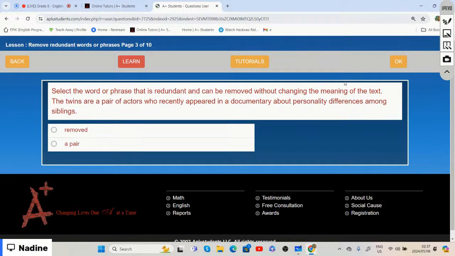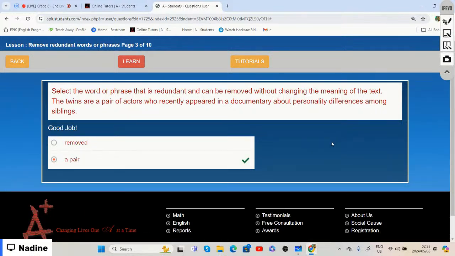All right. So we say the twins are a pair of actors who recently appeared in a documentary about personality differences among siblings. If we look at the word twins, right? Twins is two, which means that twins already comes in a pair. So we're going to say a pair, because, like I said, twins is already a set of two people, right? Two boys or two girls or a boy and a girl, right? Which means that a pair is two. So let's say two, a pair. All right, well done.